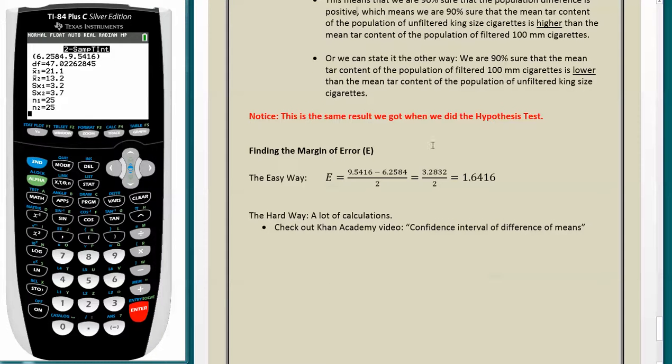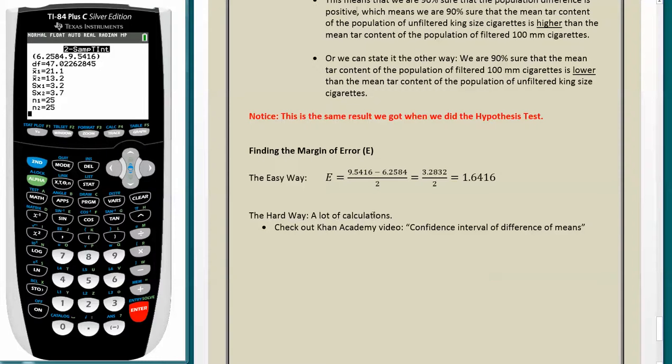Now let's talk about how to find the margin of error. There's an easy way and there's a hard way. The easy way, as with all confidence intervals, is to say that E, the margin of error, equals the high end of the confidence interval minus the low end of the confidence interval divided by 2. And when we do that, we get this, 1.6416.